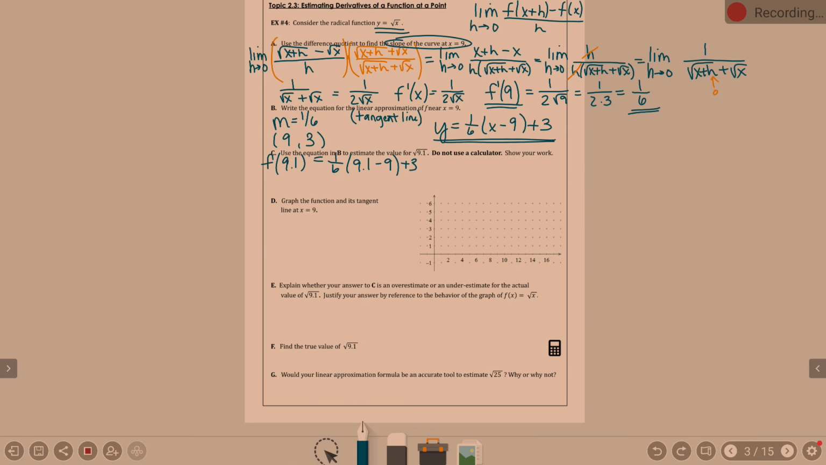Well, okay. 1/6 is 1/6. What's 9.1 minus 9? 0.1, which is 1 what? 10th. So what if I say that this is 1/6 times 1/10 plus 3? 1/6 times 1/10 is 1/60th, plus 3 makes it 3 and 1/60th. Now, I will say I did not figure that part out by hand. I used the calculator for that part.